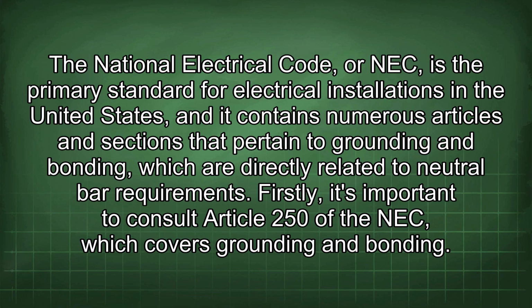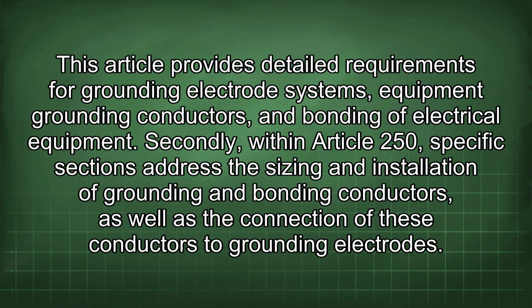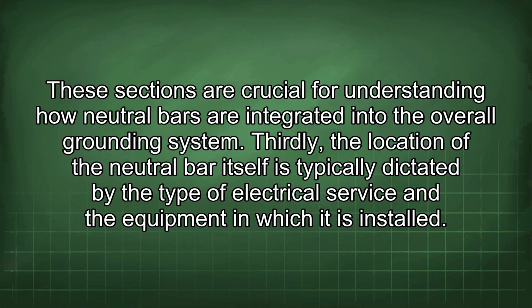Firstly, it's important to consult Article 250 of the NEC, which covers grounding and bonding. This article provides detailed requirements for grounding electrode systems, equipment grounding conductors, and bonding of electrical equipment. Secondly, within Article 250, specific sections address the sizing and installation of grounding and bonding conductors, as well as the connection of these conductors to grounding electrodes. These sections are crucial for understanding how neutral bars are integrated into the overall grounding system.